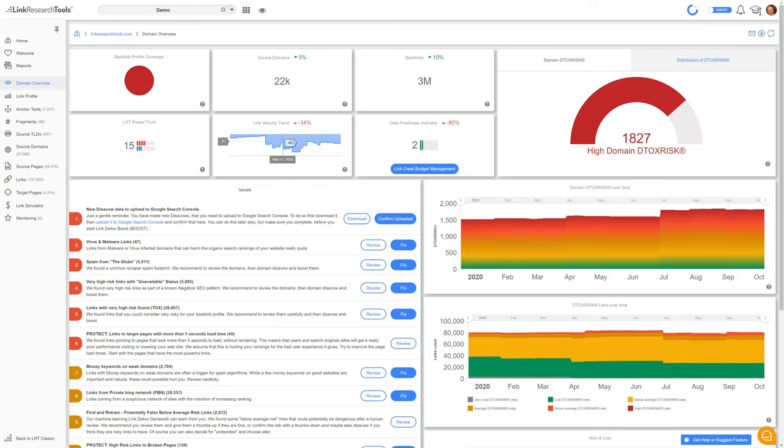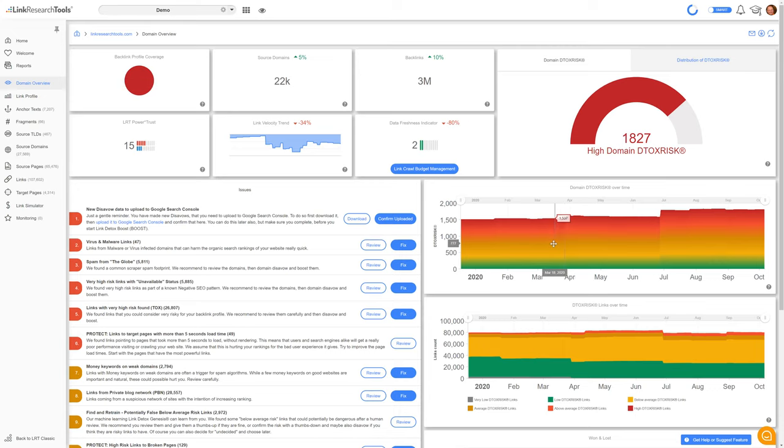When we look at the link velocity trend, that's another metric that is unique to LRT that we will explain in a separate video. But this metric here, the data freshness indicator, tells me, wow, my freshness of my report has gone down big time. In fact, this is so low that we are probably suffering from outdated data here already. However, analyzed 100% of the links that we knew, and that's very important to understand. You cannot judge link quality or backlink profile quality by just looking at a fraction of your links. We strongly recommend that you do a complete backlink analysis.